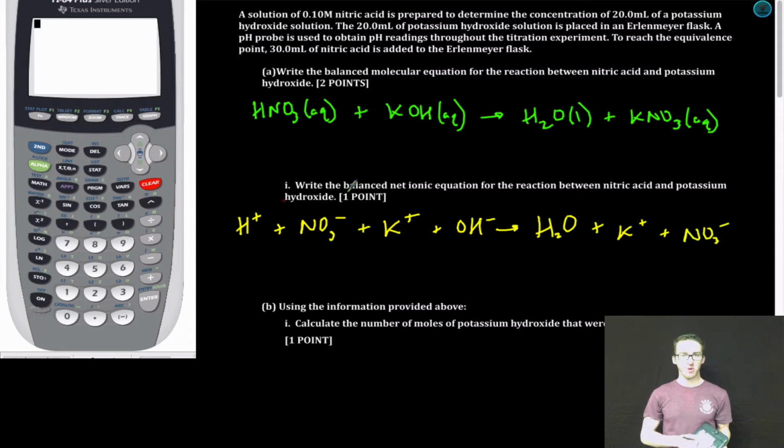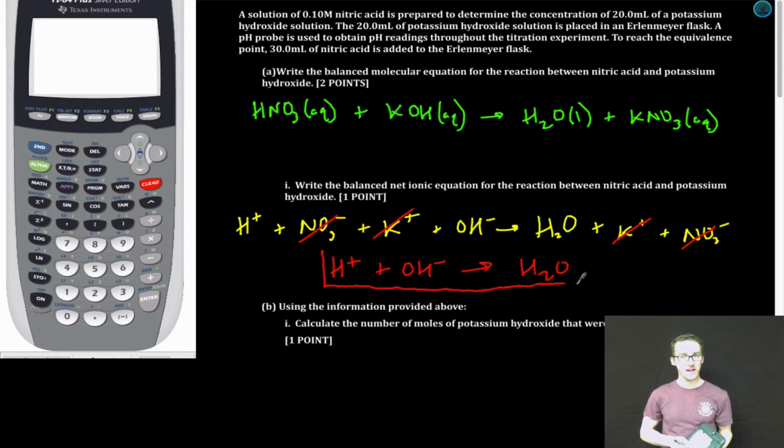As I take a look at both sides of the equation, I'm going to cancel out things that are spectating, that are aqueous on both sides of the equation. Goodbye nitrate, adios potassium. Which means that my net ionic equation focuses on the things that come together to form water. It's important to recognize that this net ionic equation is the net ionic equation for all strong acid and strong base reactions.